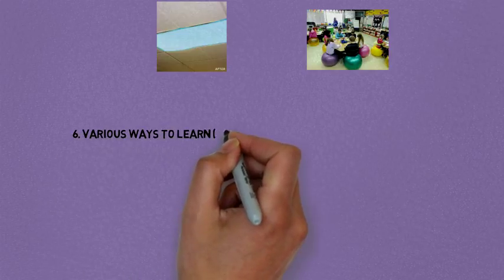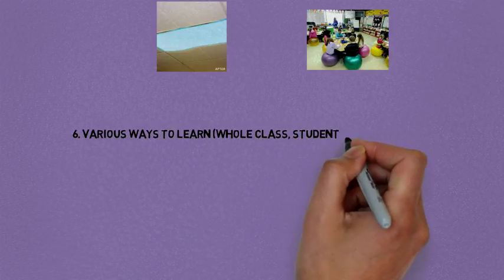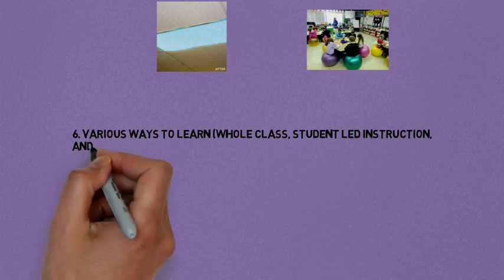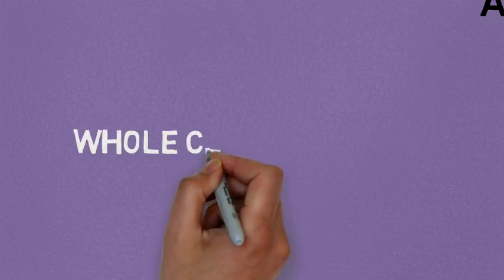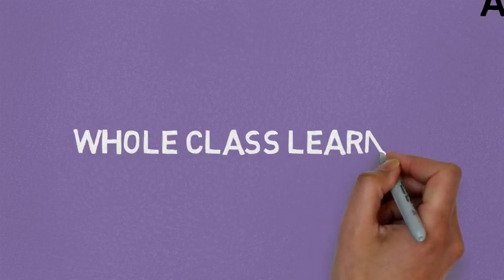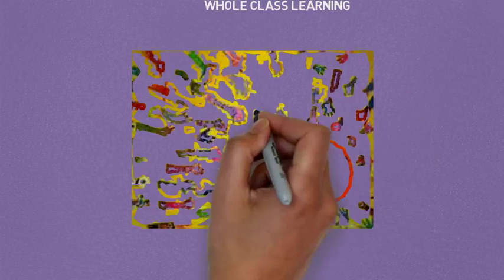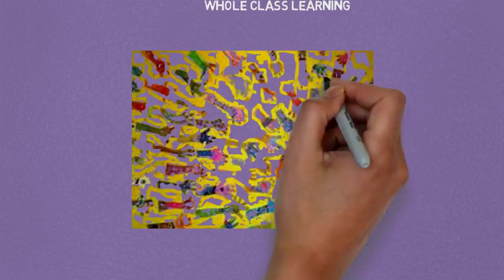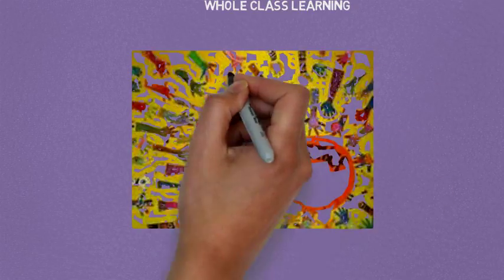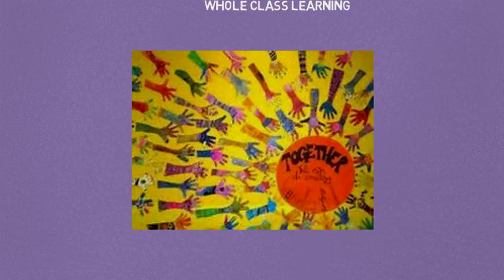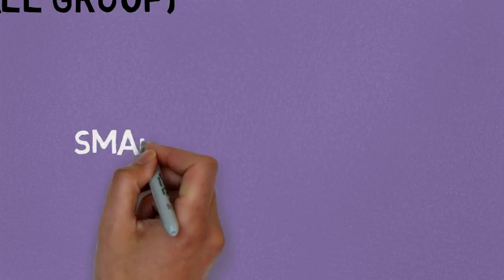Coming in at number 6, various ways to learn. Now, this can be done in whole class activities, where the whole class is participating in a project, producing one whole project in the end. So as you see here, they've all been given hands, probably given some information to put on the hands, and they've created a class project.